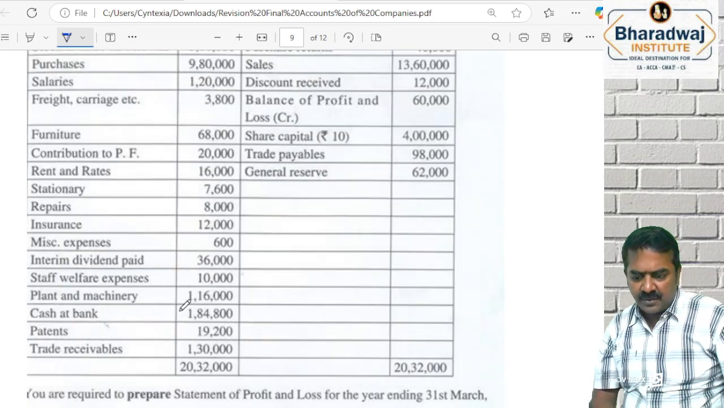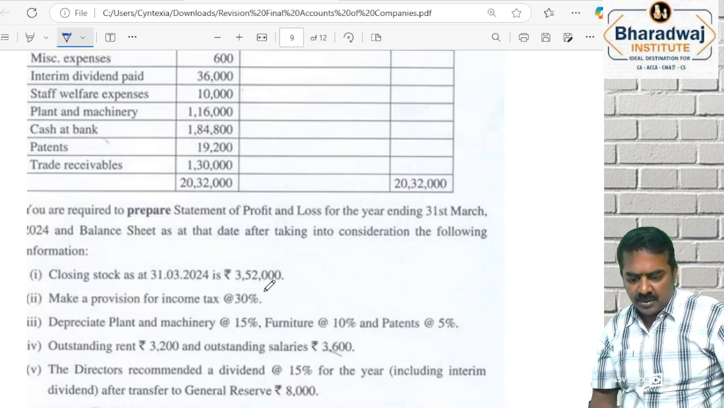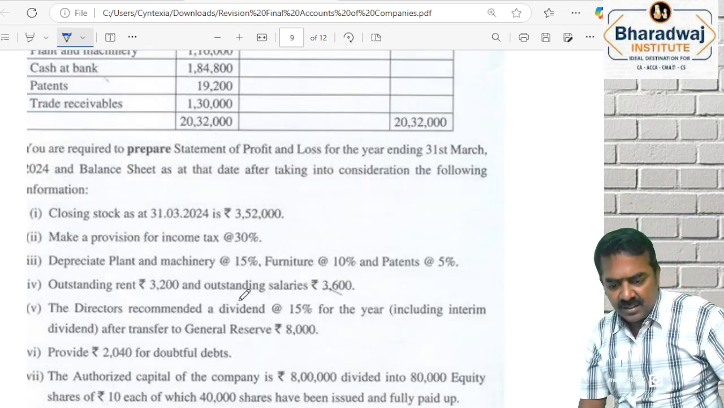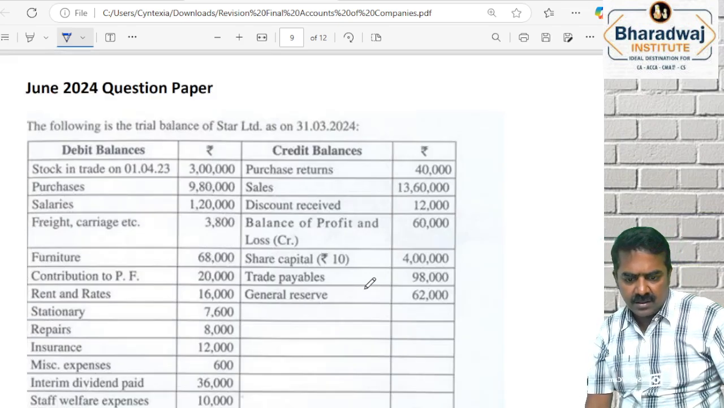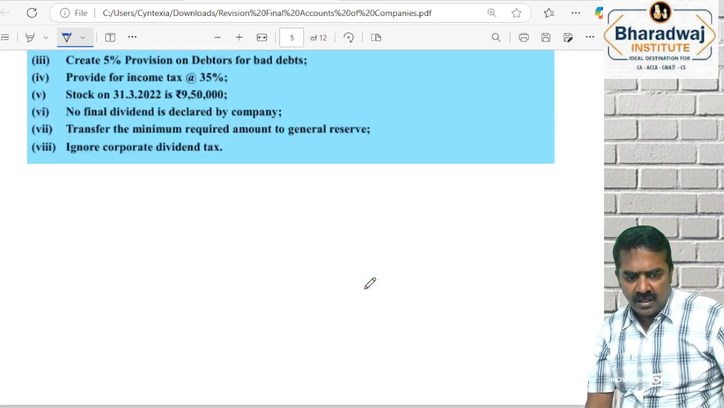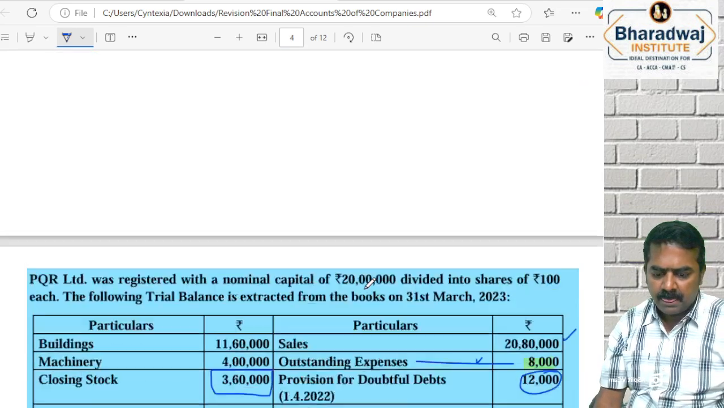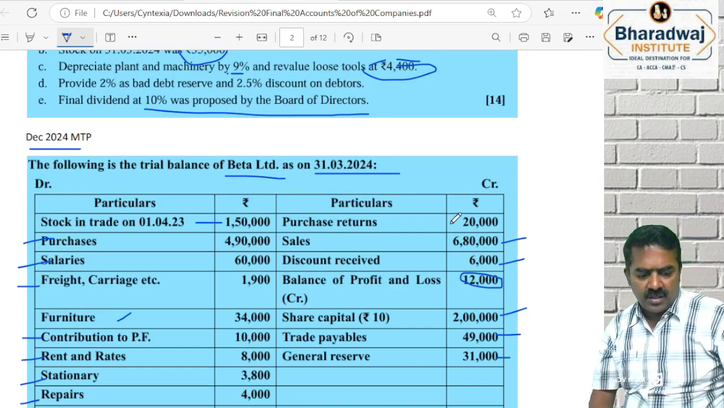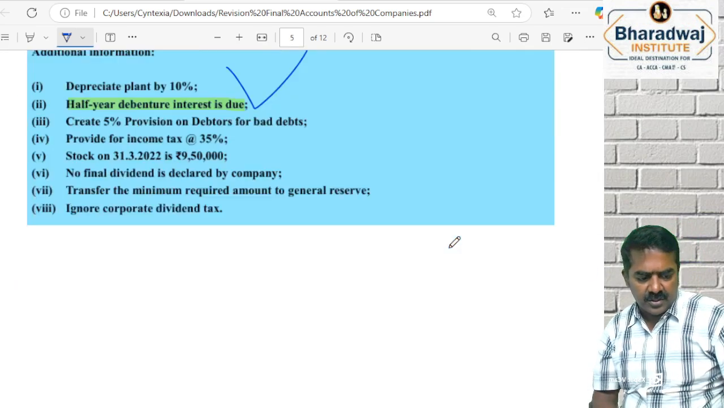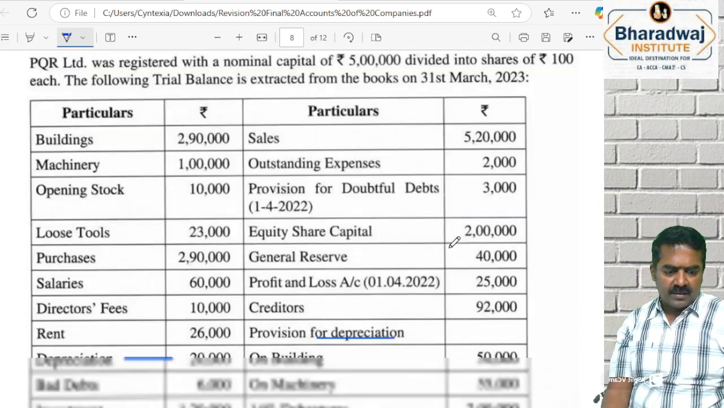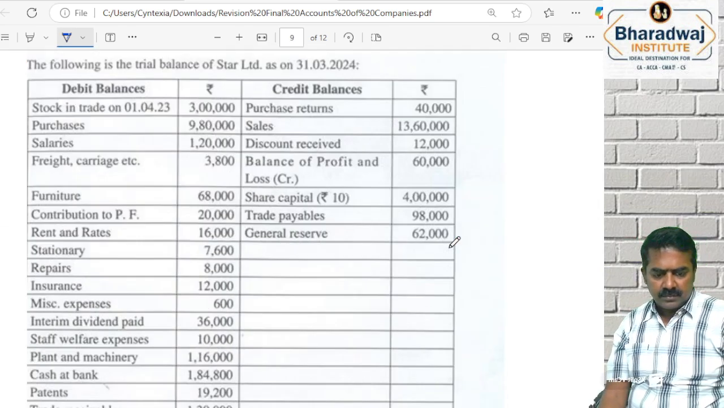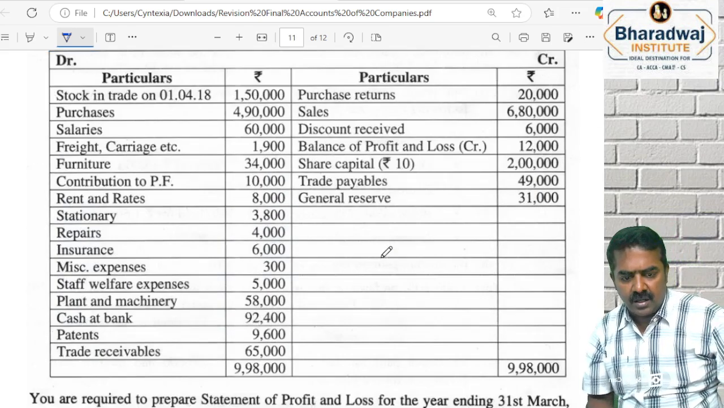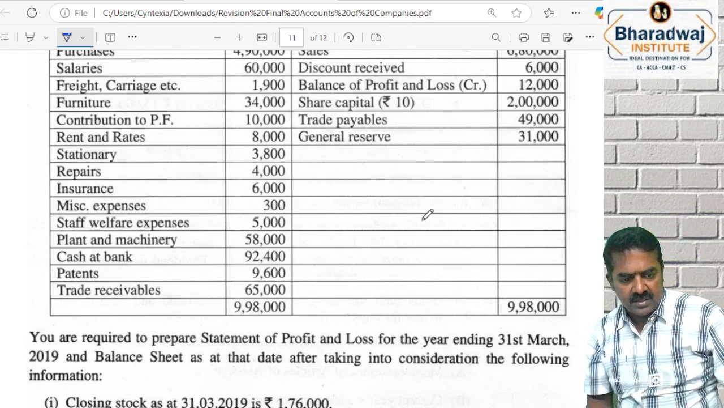Interim dividend paid, staff welfare expenses. It will be the same. Outstanding rent and salary will be added to, of course, expenses. Stock here is 3 lakhs, see how much it is here. I hope half the amounts. I think everything here is half the amounts, check. So these two questions you can try at home.